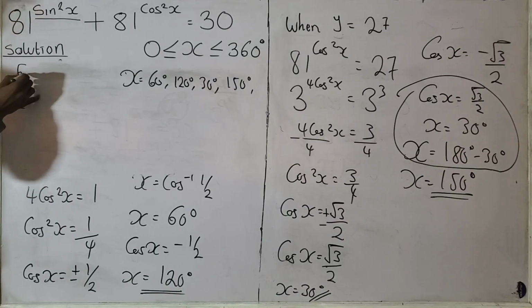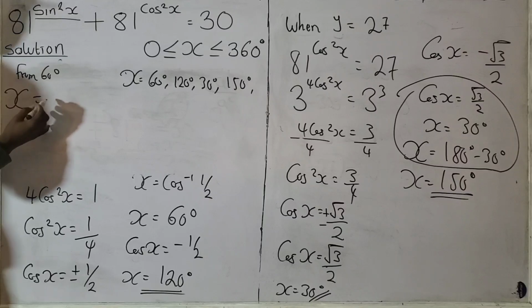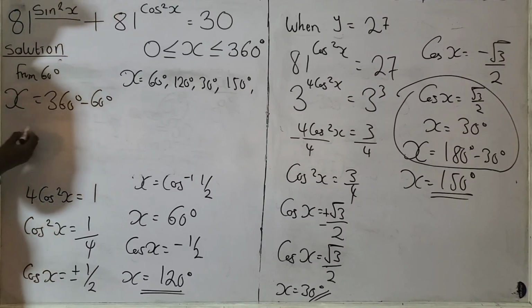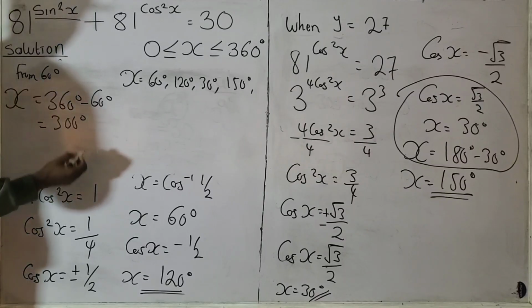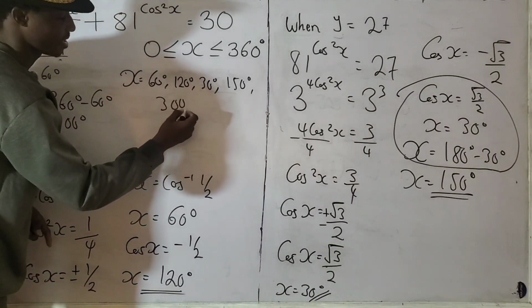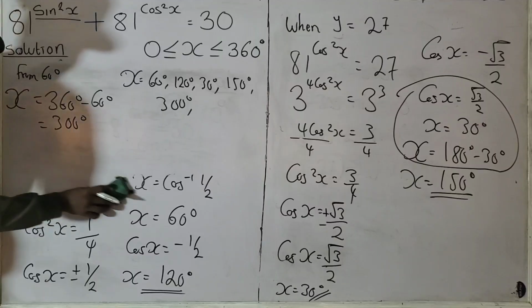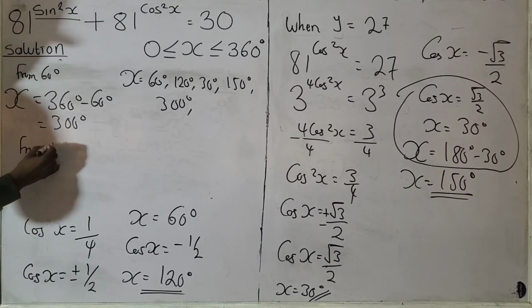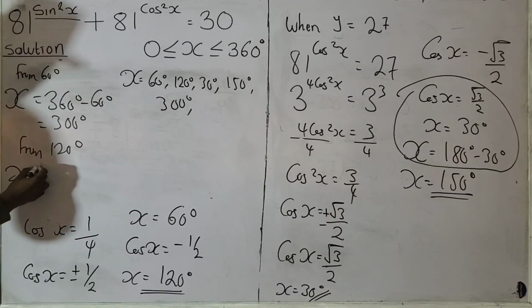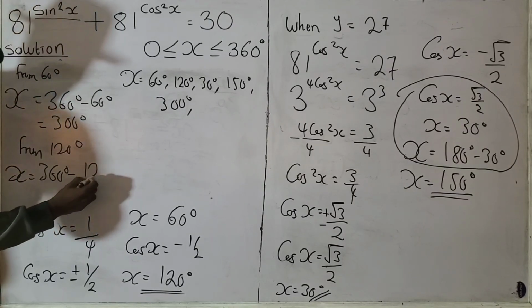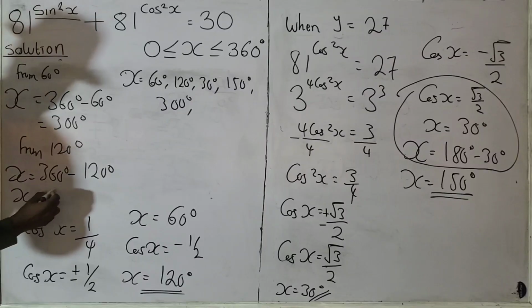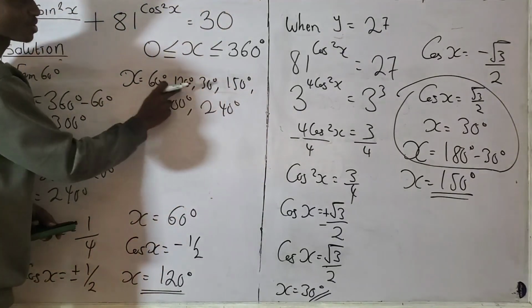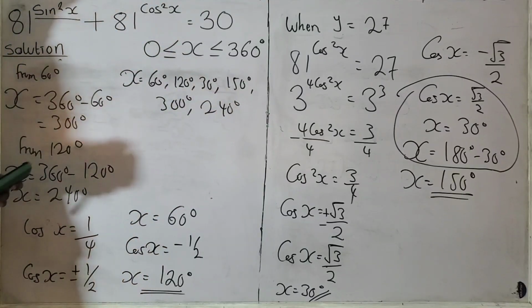From 60 degrees, x is also equal to 360 degrees minus 60 degrees. That will be what? 300 degrees. So we have 300 as well. And also, x will be equal to 360 degrees minus 120 degrees. x will be equal to 240 degrees. So we have 240 degrees. So we have 1, 2, 3, 4, 5, 6. So these are the 6 values of x.